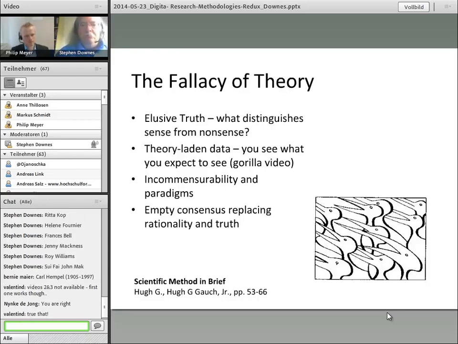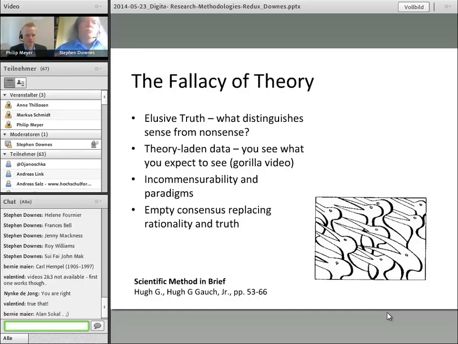Second, theory-laden data, which I mentioned. How much of the theory is already embedded in the data that you're studying? People are studying MOOCs. One of the first things they studied was dropout rates. Why did they study dropout rates? Because they assumed that a MOOC was the same kind of thing as a regular course. And since you study dropout rates in regular courses, you study dropout rates in MOOCs.